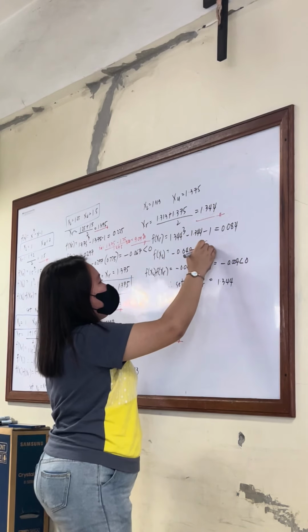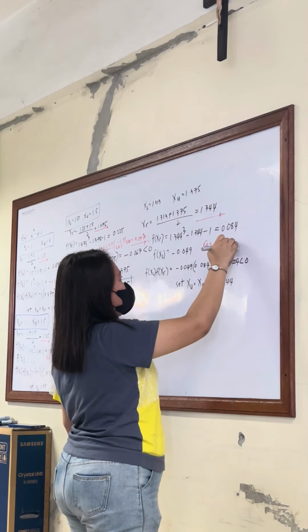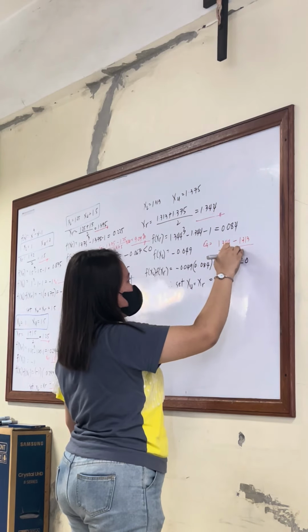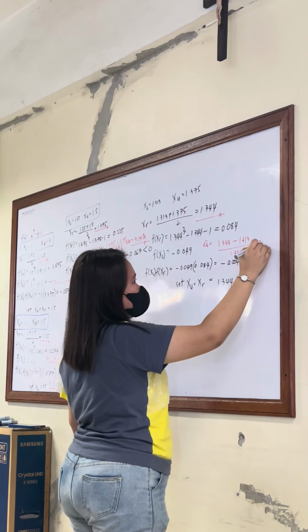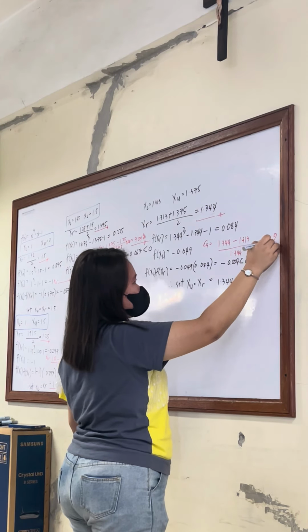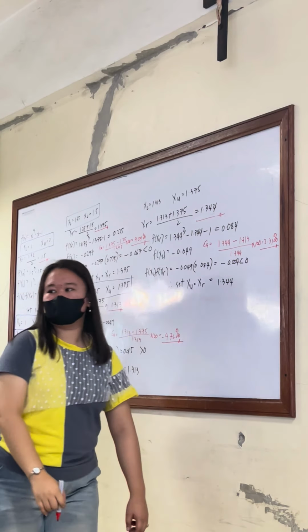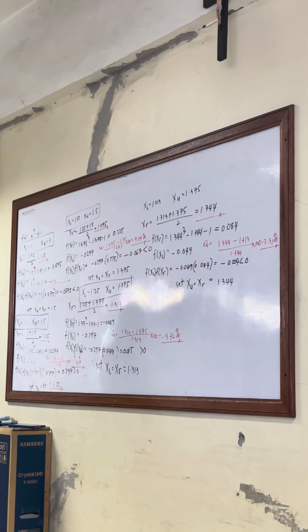E sub A, last. 1.344 minus 1.313 all over 1.344 multiplied by 100. 2.31. 2.31%. Pagkaman na miss, unsa may kuan, miss?